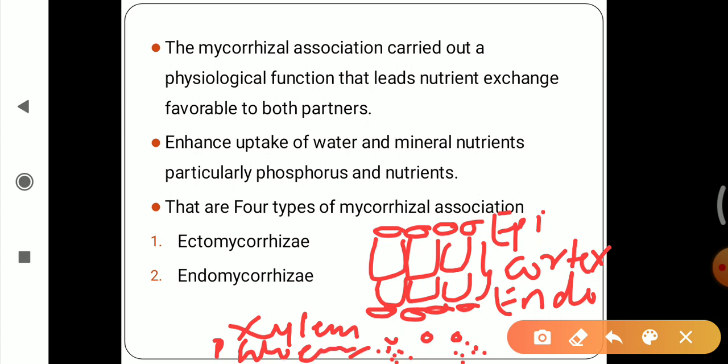Xylem helps in water transport, phloem helps to store the food. This is the basic structure of root that we have to remember. Here it is the epidermis layer, then the cortex, then the endodermis, then the pericycle, then the xylem and phloem.